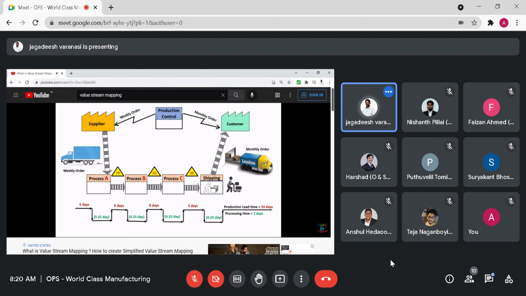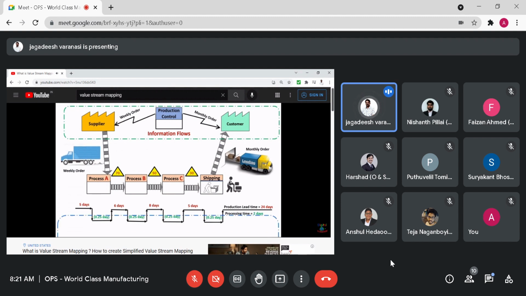To start, each value stream mapping typically has three key sections. These sections are: first, at the top, we have this information flow. The information flow shows the communication of process related information and the transmission of data between the supplier and customer. For example, supplier is asking for a weekly order and customer is requesting for a monthly order.